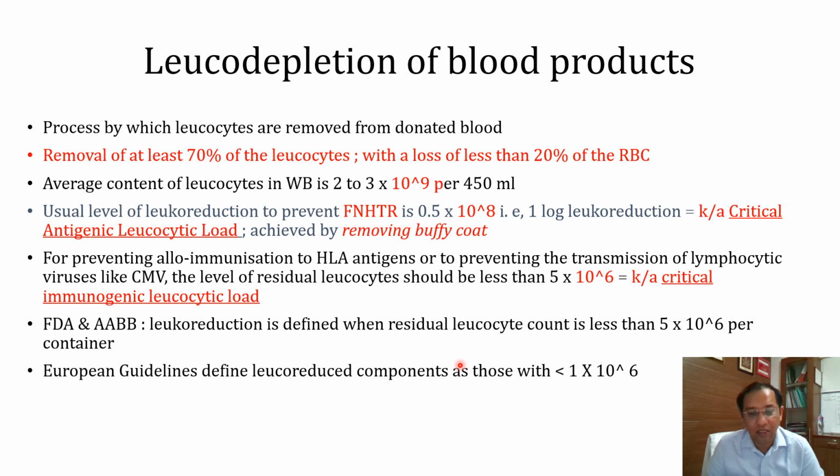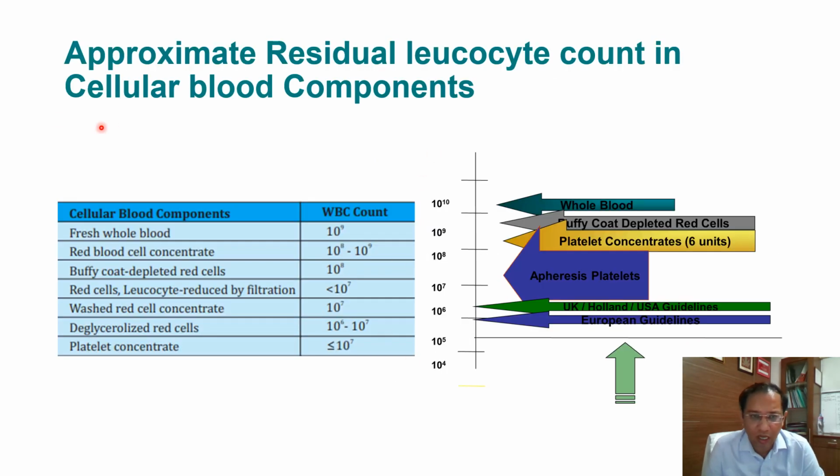The European guidelines are more stringent and they actually believe that it should be less than 1 x 10^6. Our Drug and Cosmetic Act says that we should have leukocyte count less than 5 x 10^6. So this is approximate residual leukocyte count in cellular blood components.